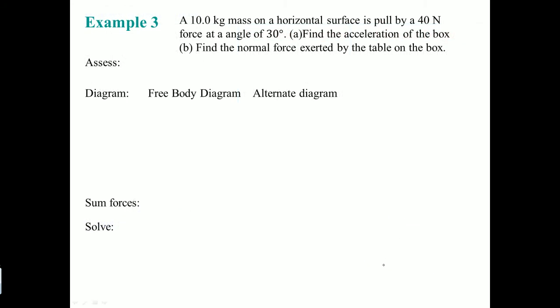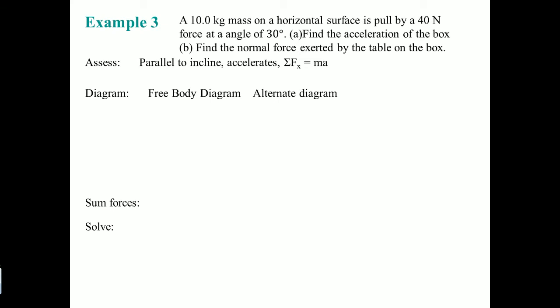Here's example 3. Here's the problem. A 10 kilogram mass on a horizontal surface is pulled by a 40 Newton force at an angle of 30 degrees. Part A, find the acceleration of the block. And part B, find the normal force exerted by the table on the block. So we look at the problem first. We saw that it is parallel to the incline.